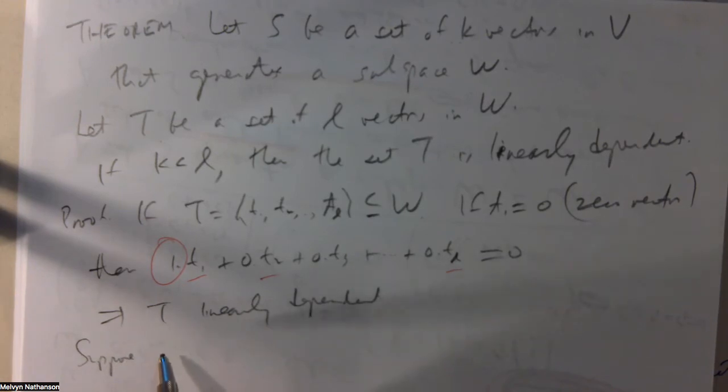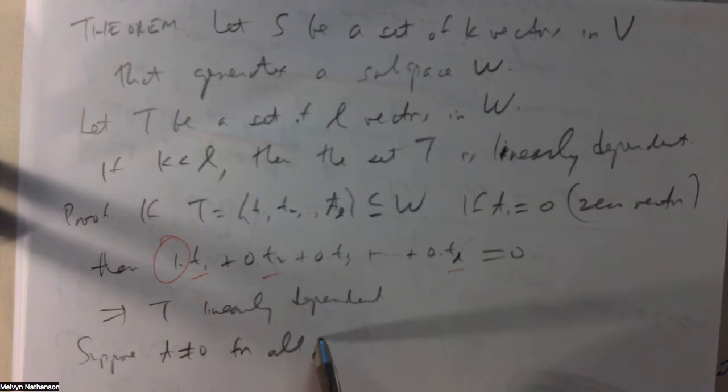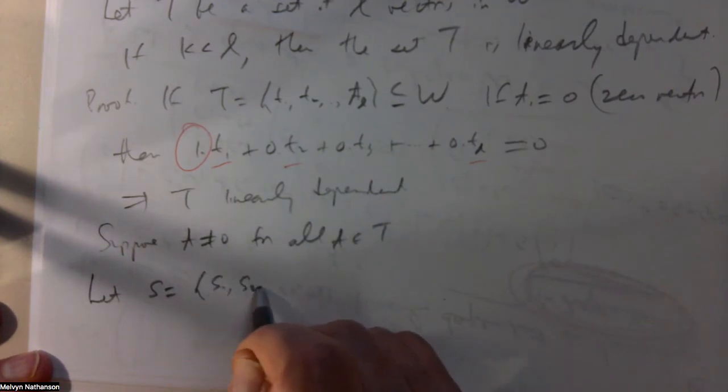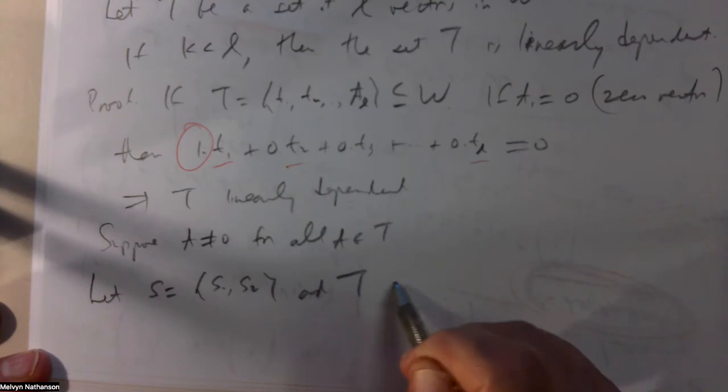So let's suppose that trivial case doesn't happen. Suppose T is different from zero for all vectors T in the set T. So now we do the following. It's a very tricky thing, and maybe I'll work this out in a special case. Suppose S consists of two vectors, S1, S2, and T consists of three vectors, T1, T2, T3.